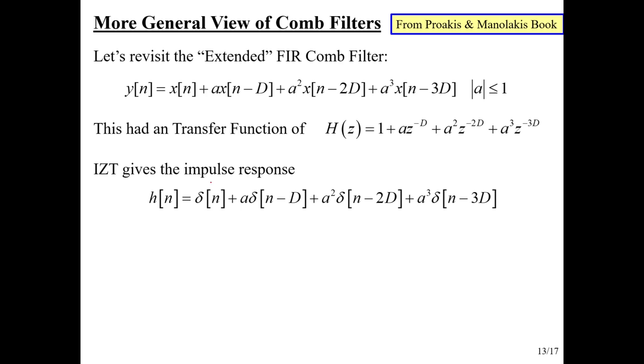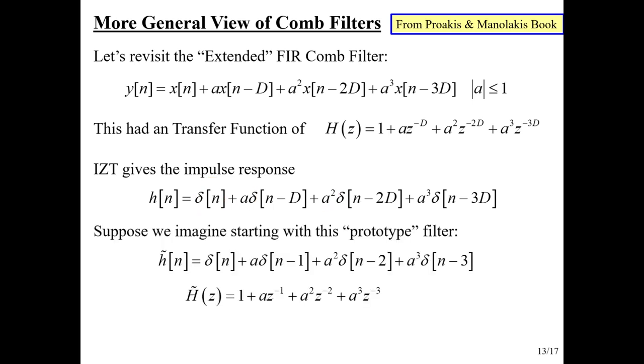So remember, we're going to have a 1, then a bunch of zeros. We'll have D minus 1 zeros in here. Then we'll hit an A. Then we'll have D minus 1 zeros. Then we'll hit an A squared, and so on and so on. So there's always D minus 1 zeros between those delta functions.